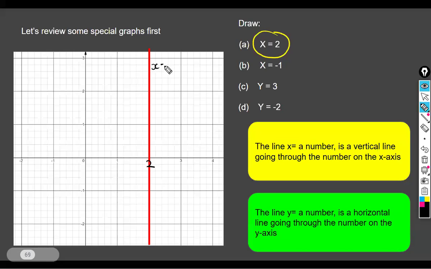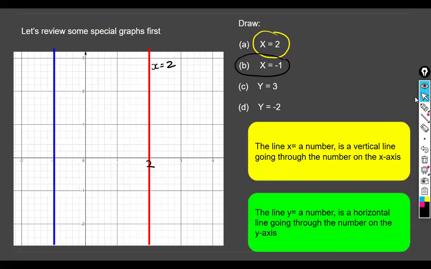This is the line x equal to 2. It's just a vertical line slicing through 2 on the x-axis. Similarly, if I ask you to draw the line x is equal to -1, that's just a vertical line. Look at the blue line going through -1 on the x-axis.